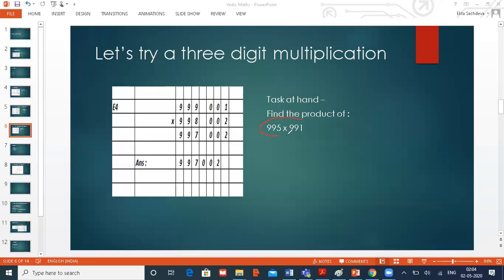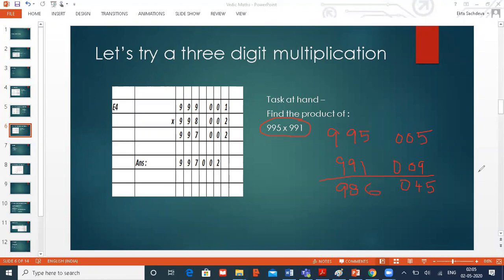So just give a try to the next one. Just see if you could try out this one for me. 995. Yes, ma'am. How much less is it? It is 005. Very nice. And it is 991. How much less is it? 009. Right? So what is my answer? My answer is 045, and I can subtract 9 or I can subtract 5. So you're saying it is coming out to me as 986.